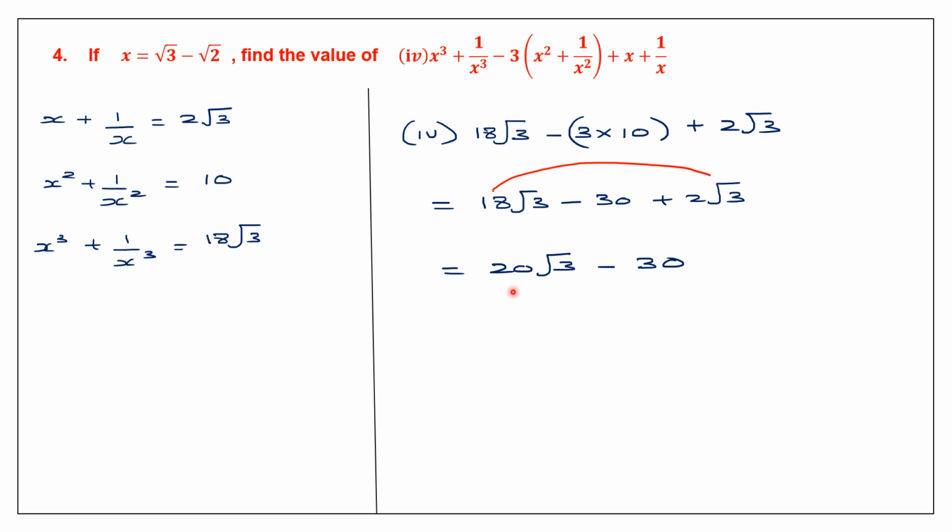Now 20 and 30 both are divisible by 10, isn't it? So that's a common factor. So we can take 10 out, and in brackets we can write, now 10 into how much is 20? 10 into 2 is 20, so 2 root 3 minus 10 into how much is 30? 10 into 3 is 30. So what is our final answer? 10 into 2 root 3 minus 3. So this is the answer to the fourth part of the fourth question.